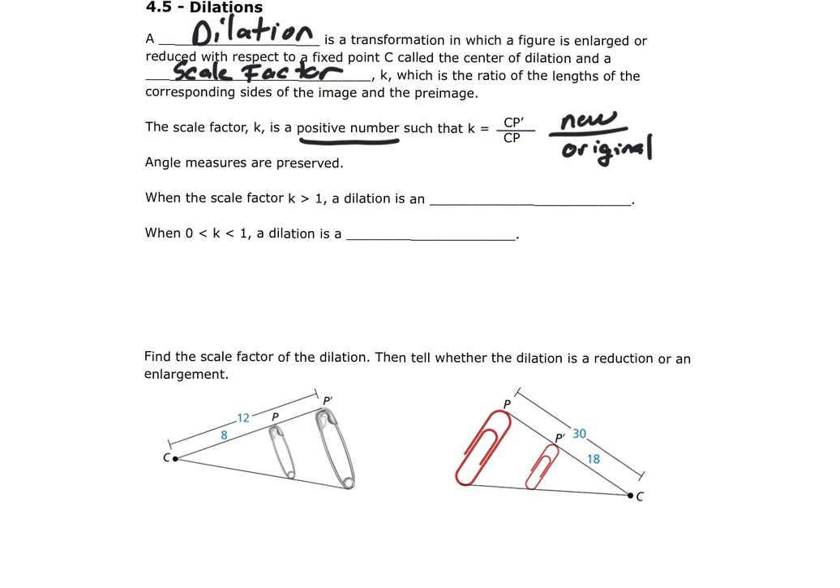So that is where we've got to be careful about what is preserved versus what is not preserved. Side length is not preserved on an enlargement or a dilation.